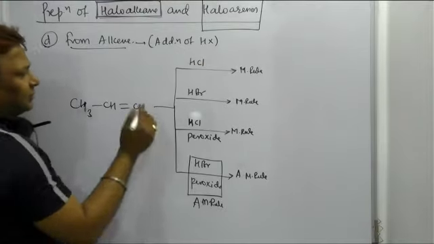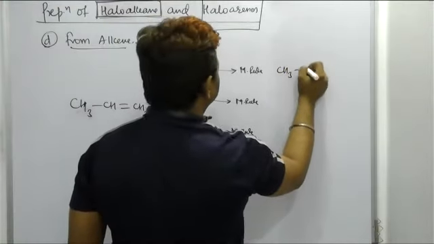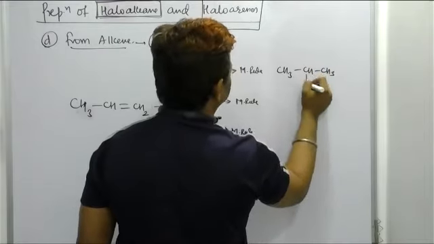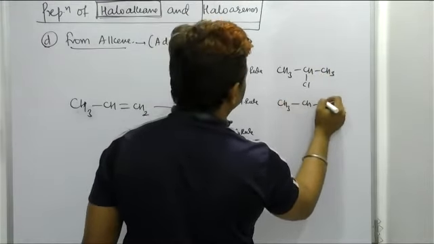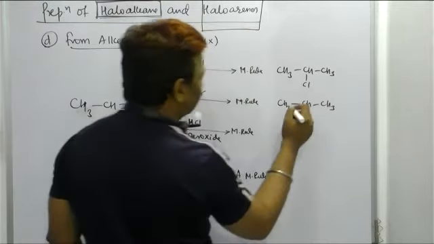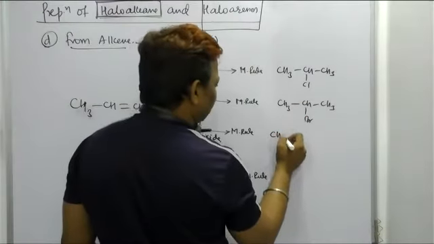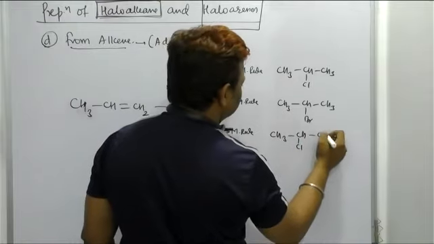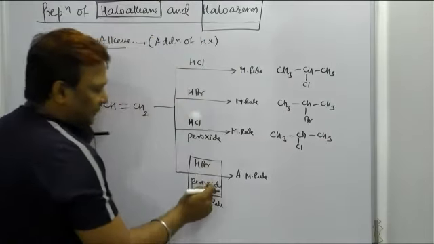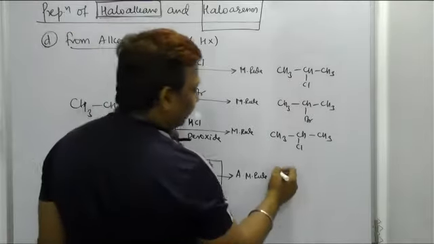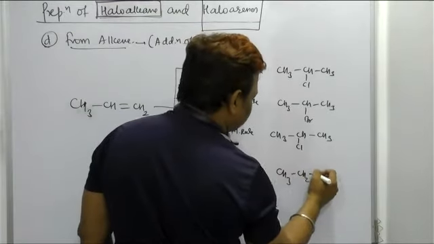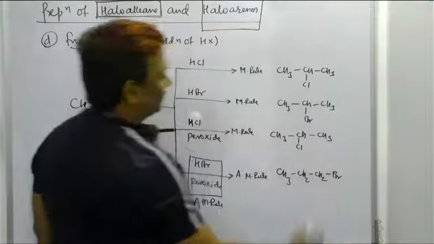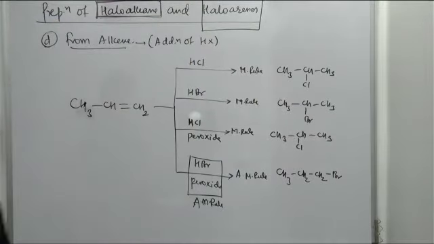So with HCl, by the Markovnikov rule, the major product is CH3 CH Cl CH3. Peroxide doesn't matter. With HBr and peroxide, only anti-Markovnikov, giving CH3 CH2 CH2 Br. Is it clear? Very good. Take a screenshot.